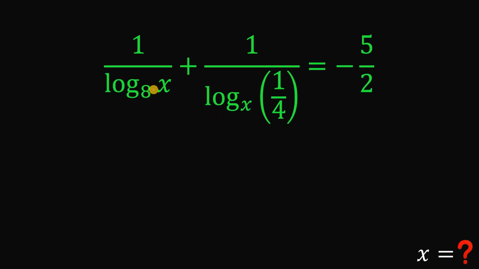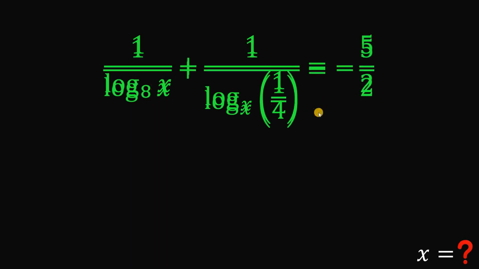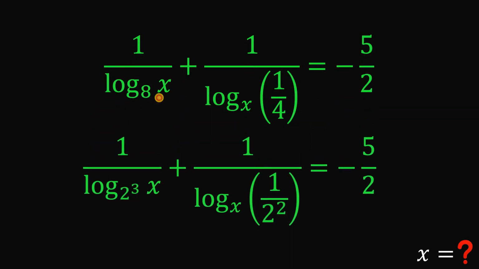Alright, now one thing to notice here is this 8 and this 4. This 4 can be written as 2 raised to the power of 2, and this 8 can be written as 2 raised to the power of 3. So why not? Let's replace 8 with 2 raised to the power of 3, and this 4 with 2 raised to the power of 2. Now, let's focus on this result.